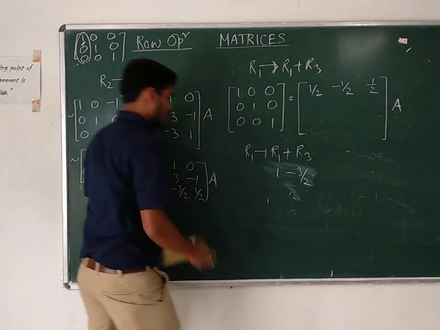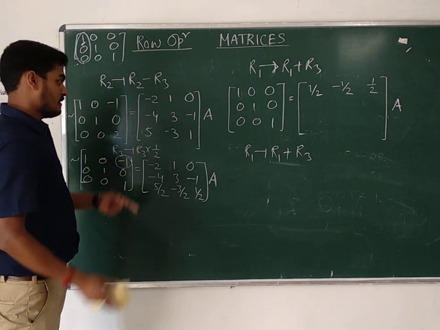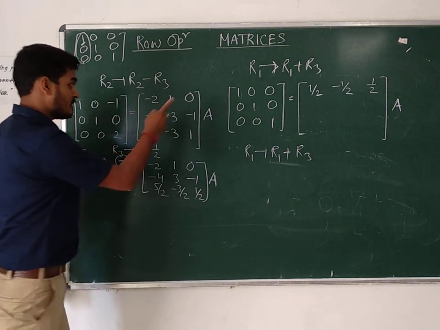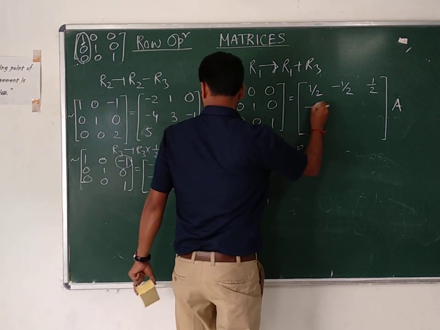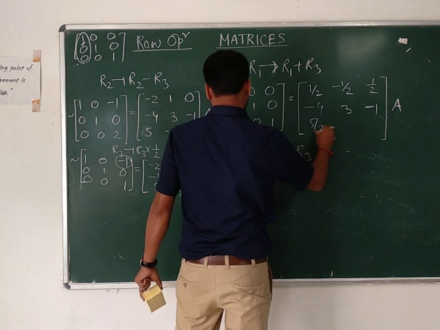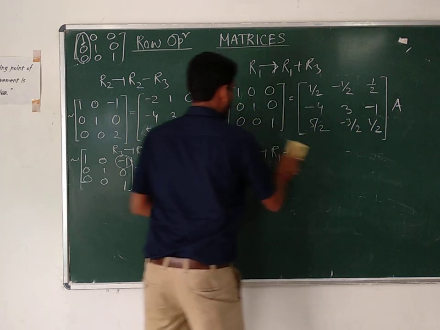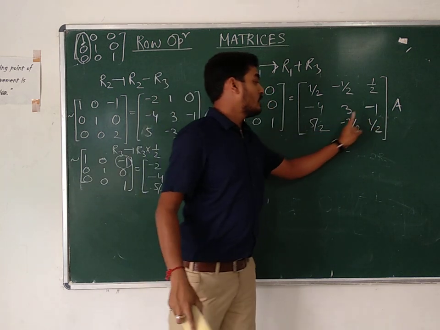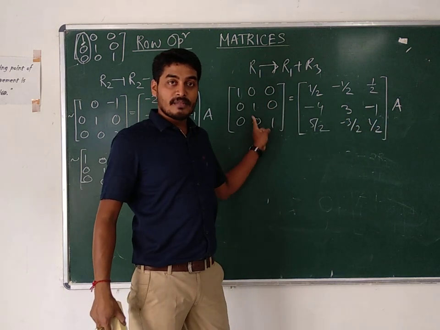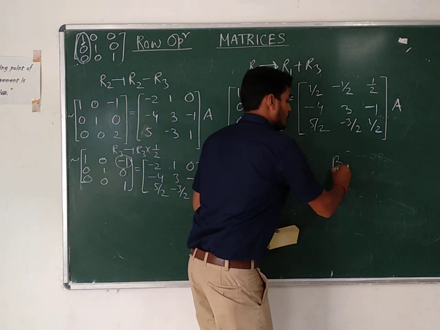Easy. Next, row number 1 plus row number 3 here. So row number will be changed, and the others will be the same: minus 4, 3, minus 1, 5 by 2, minus 3 by 2, and it will be half. What we have got? A times a non-identity matrix is equal to an identity matrix. Then obviously this matrix should be considered as B. Thus B is equal to what?